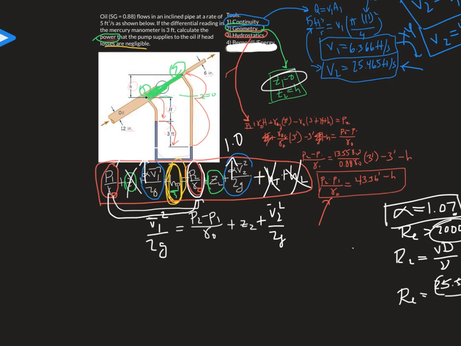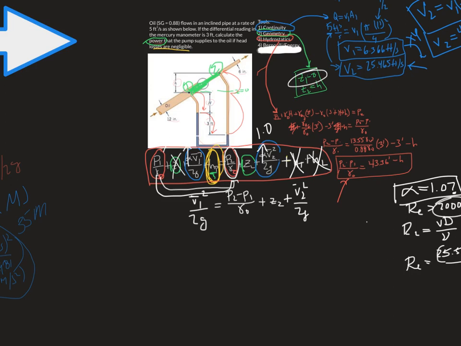So at this point, we're ready to plug and chug. So bear with me. It's going to take me a few moments to fill this out. 6.3. I'll say it out loud as I go in case my handwriting makes no sense. Over 2 times 32.2 feet per second squared equals P1 minus P2 over gamma.